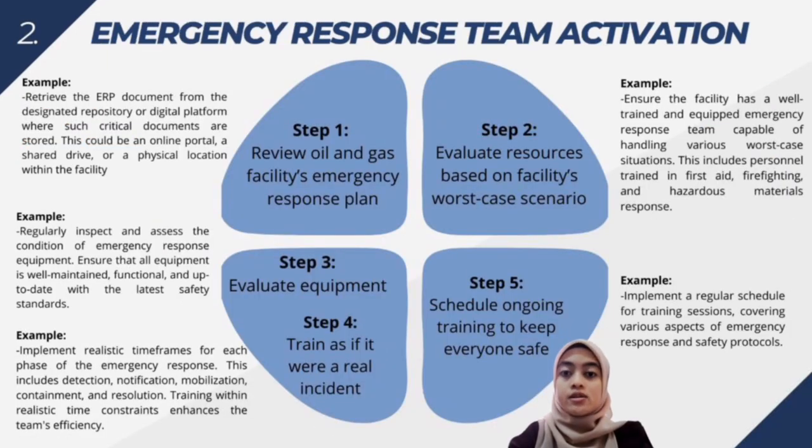Next, emergency response team activation. There are 5 steps involved in emergency response team activation. Step 1, review the oil and gas facility's emergency response plan. Step 2, evaluate resources based on the facility's worst case scenario. Step 3, evaluate equipment. Step 4, train as if it were a real incident. Step 5, schedule ongoing training to keep everyone safe.